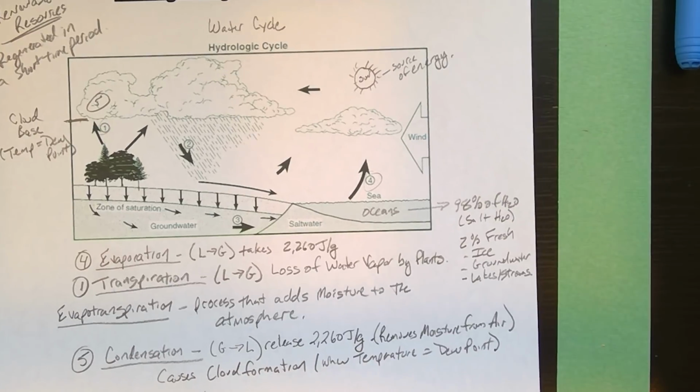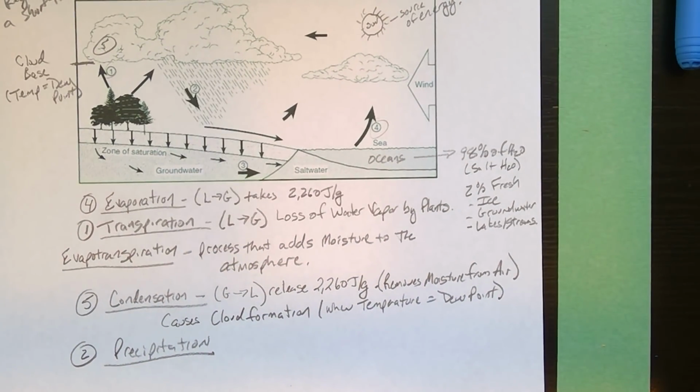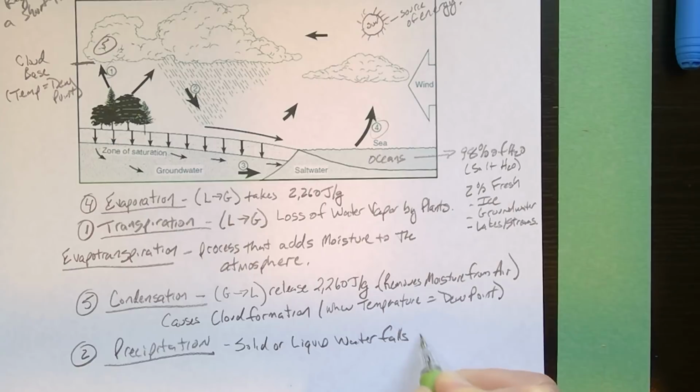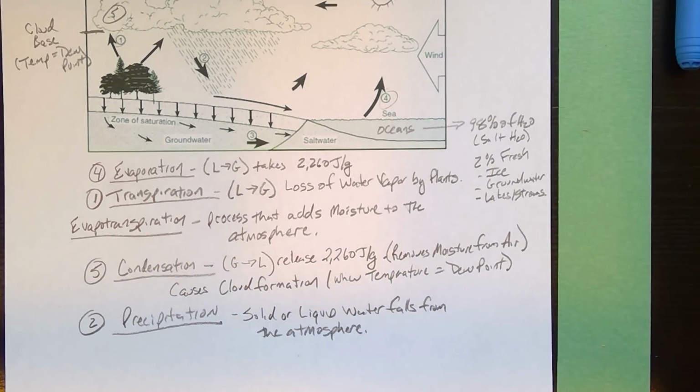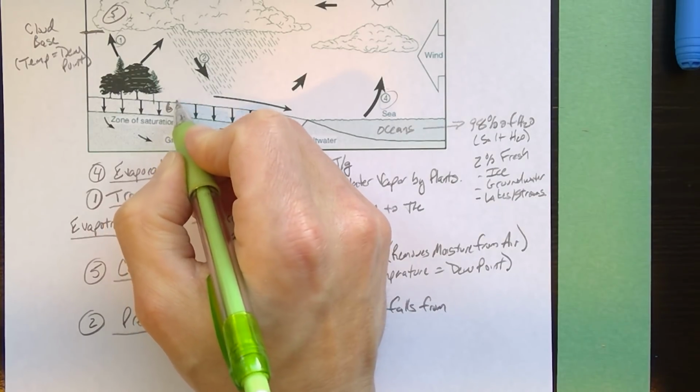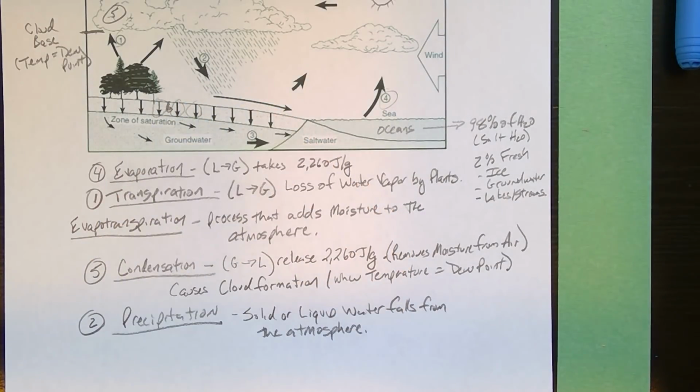All right, so 2 we said was precipitation. Precipitation is where solid or liquid water particles fall from the atmosphere. Now, when it hits the Earth's surface, there are a number of things that can happen. Honestly, on this diagram, they didn't label or describe what those processes are. So I'm going to add number 6.